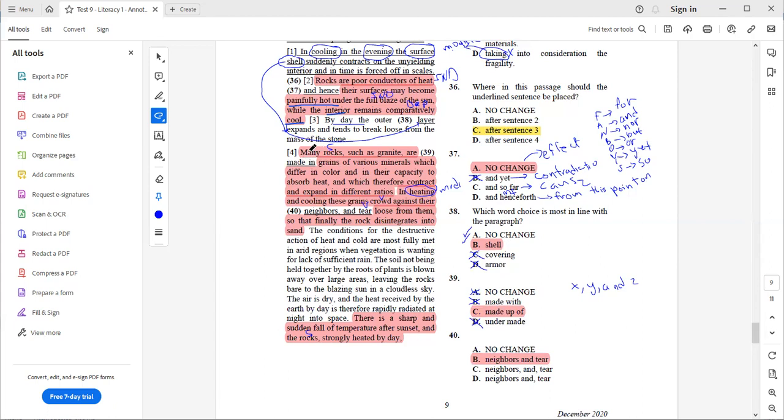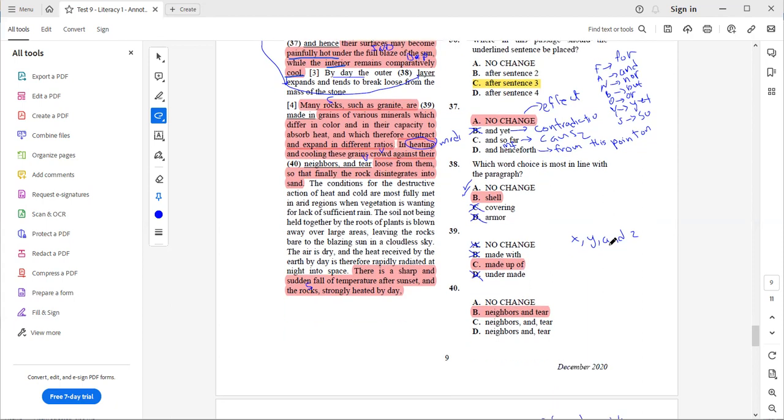May you read, please? Many rocks, such as granite, are made in grains of various minerals which differ in color and in their capacity to absorb heat, and which therefore contract and expand in different ratios. Okay. The problem here is that we have something that relates to idioms. Made comes after it in, yes, made in Germany, made in Egypt, but not made in grains. So this is completely wrong. Made with is completely wrong, because nothing is called made with. Undermade is also wrong. So the only one that's going to work is made up of. Despite that maybe I don't know it, I start to use logic. Made in Egypt, made in Germany, made of material, made of, yes, made of works, but made up what of? So because of that, we said this word.